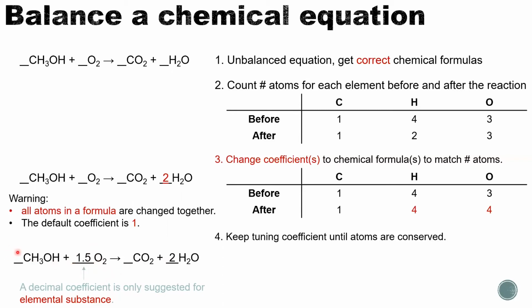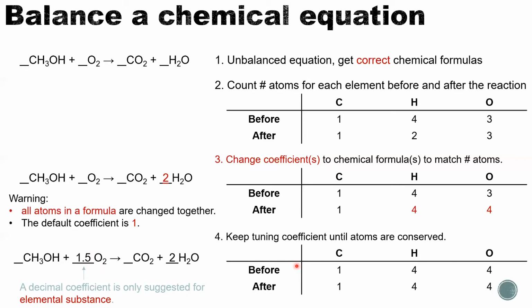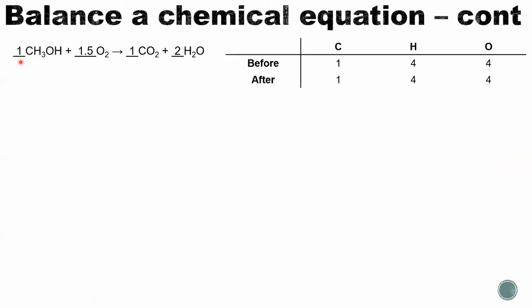If you put 1.5 in front of methanol, it adds more difficulty in calculating the number of atoms here and there. So I would suggest only adding a decimal coefficient when you have an elemental substance. All right, for now we can count atoms before and after reaction. Now everything matches, that's great. So we're filling the rest of the coefficients as default 1. And now just check again, so it's matched. The number and type of atoms matched very well.